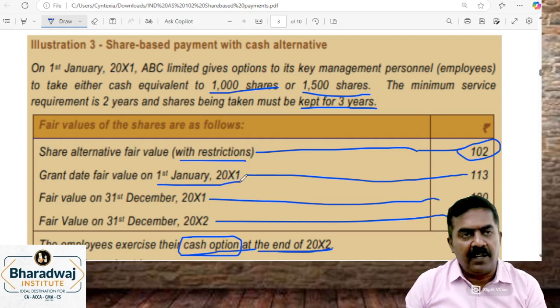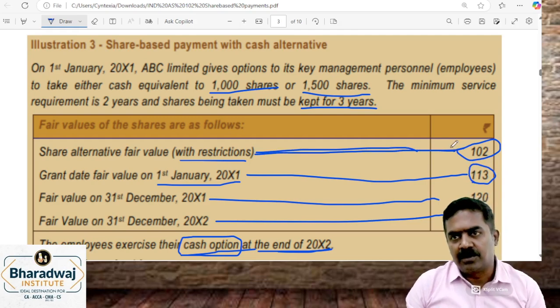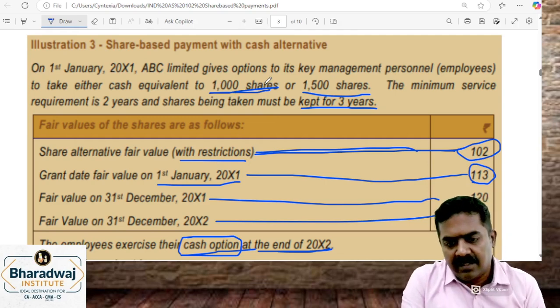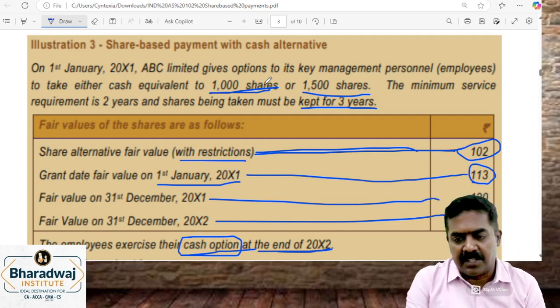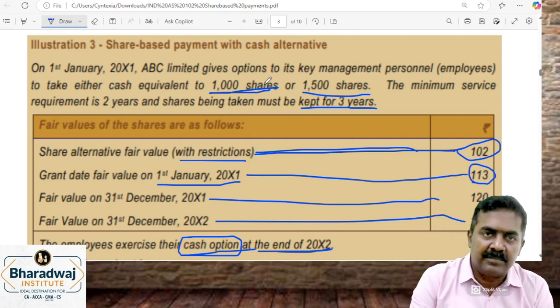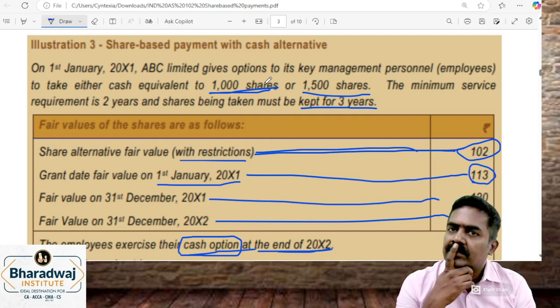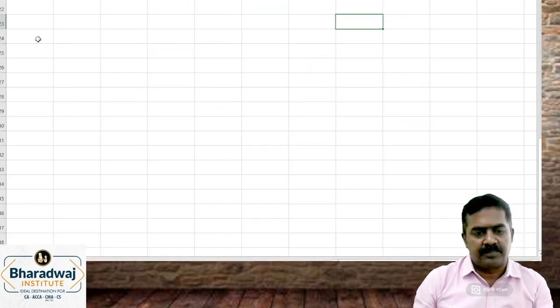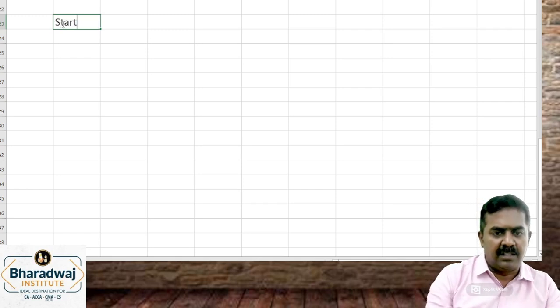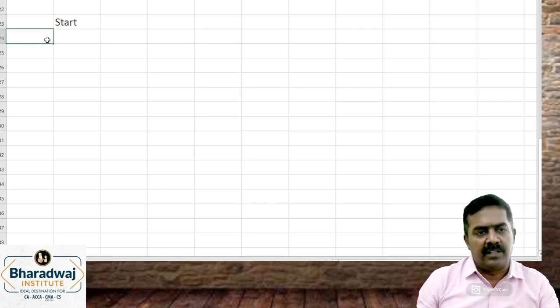What is the normal fair value? 113. If this same share is restricted, what will its value be? It will be 102. Cash equivalent to how many shares will you get? 1000 shares you will get. But if you want to get shares, you will get 1500 shares. So what do we do? We have to see both. At the start, what is the fair value of the equity option?